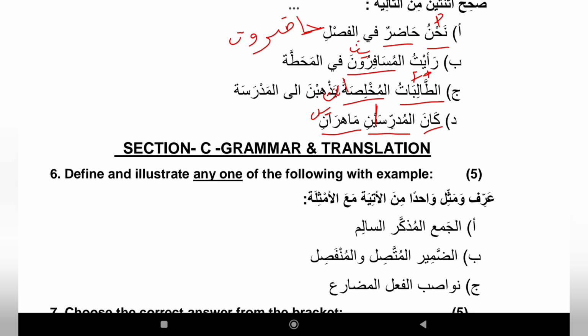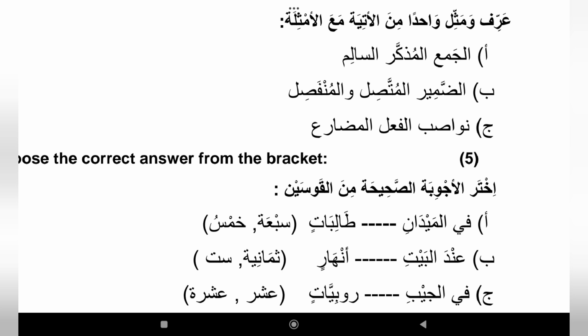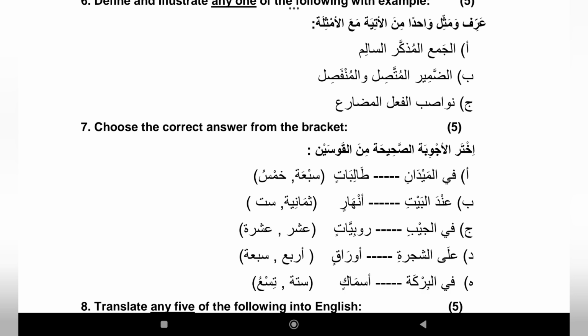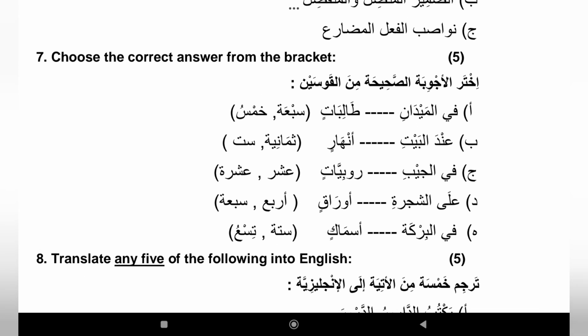Okay, that's also possible. Nawasib al-fi'l, damir muttasil and munfasil, attached and detached pronouns. Nawasib al-fi'l al-mudari' are the letters that give the accusative case to fi'l al-mudari': lan, kai, idan. You can bring examples. And number 7, choose the correct answer from the bracket.